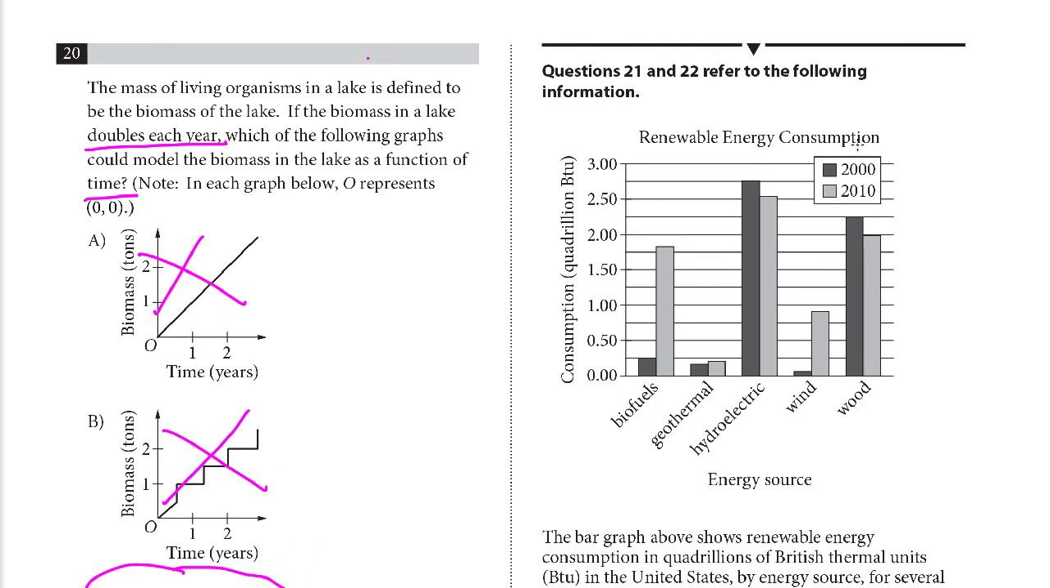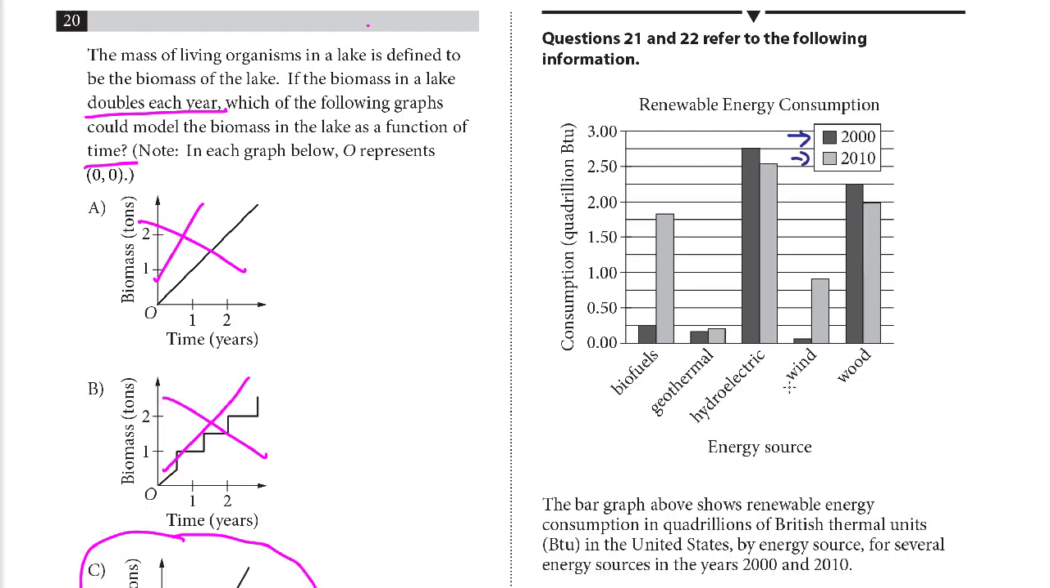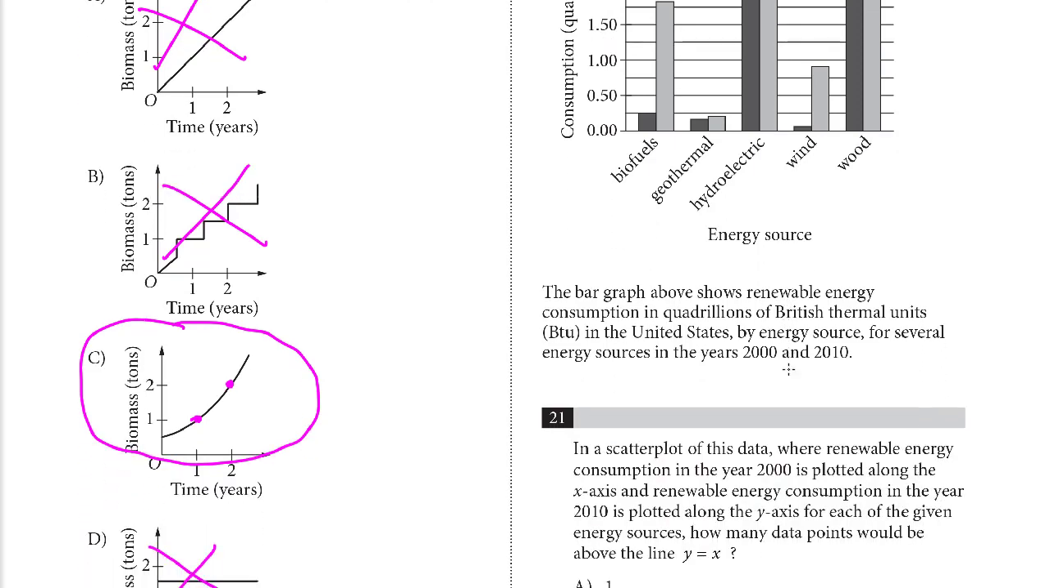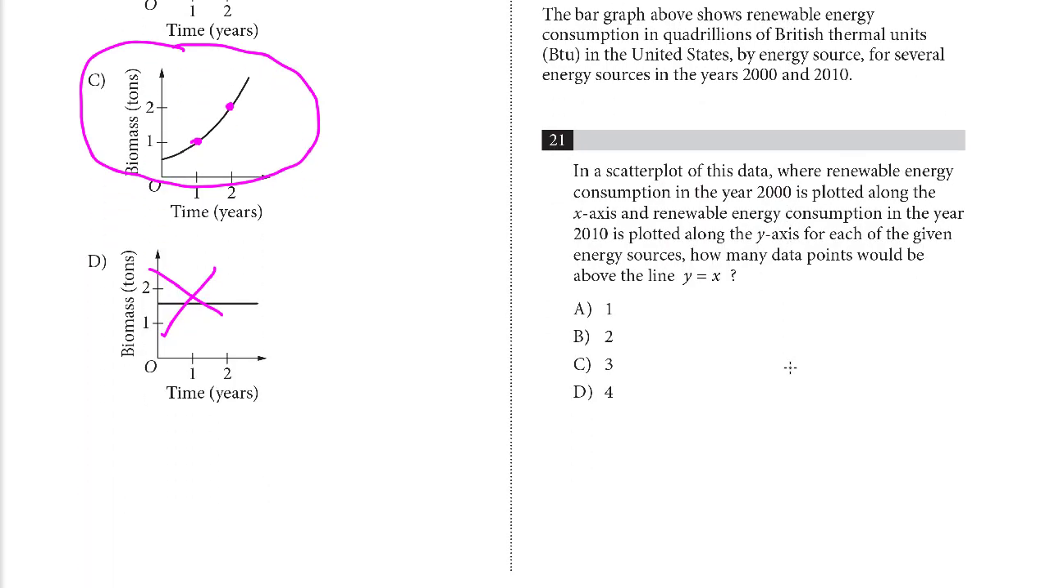Question 21 and 22. So we have two questions referring to this graph of renewable energy. We essentially have a bar chart, and we see 2010 and 2000 time periods. So we see if these renewable energy sources increased, decreased, what happened over the 10-year period. Okay? Let's see what the question is.